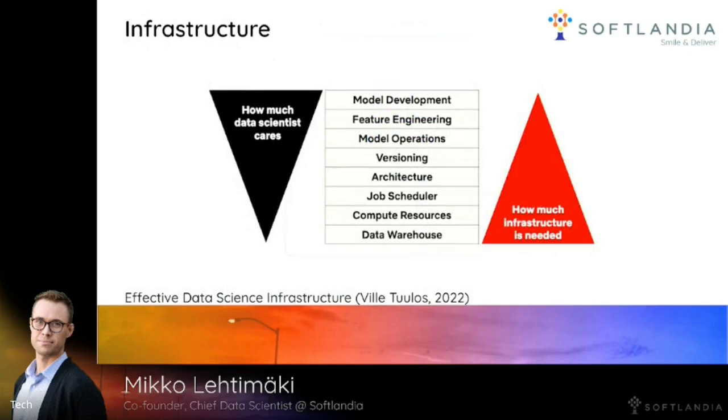I like to show this slide every time from Ville Tuulo's book, Effective Data Science Infrastructure. Here on the right, you see how much infrastructure each layer of the data science stack requires, and on the other side, you see how much the data scientist cares about this. I think in view of language models, this is very interesting because they are very hard to train and very hard to serve. So these problems are even bigger than with traditional data projects. I'll leave it at that.